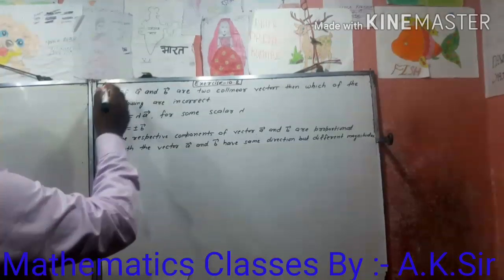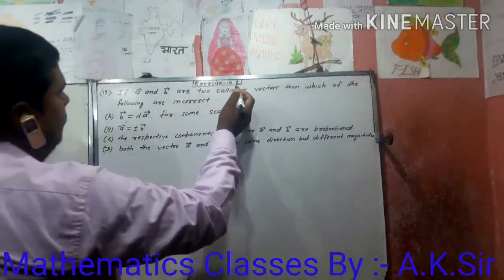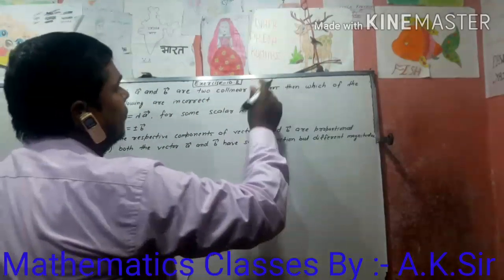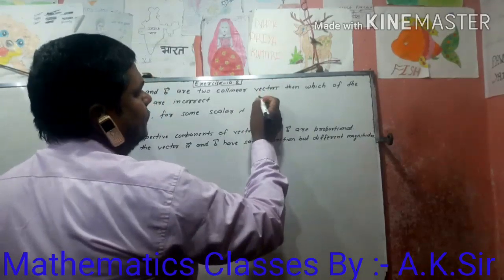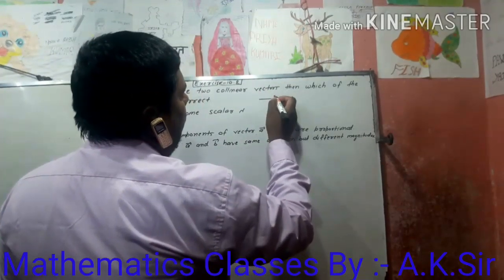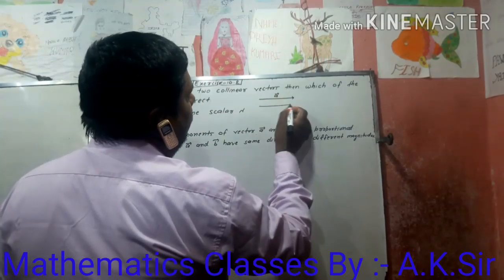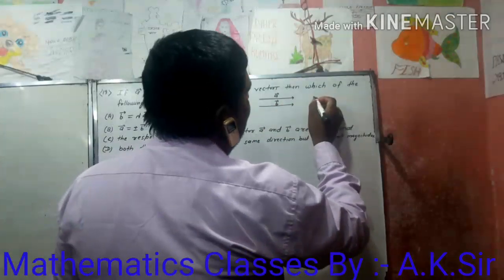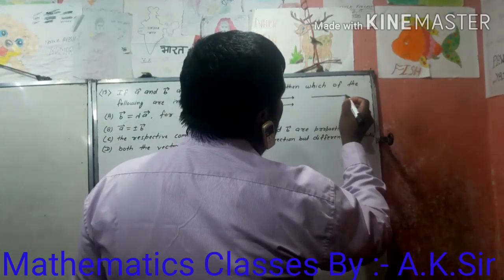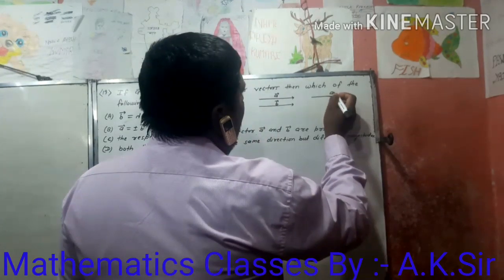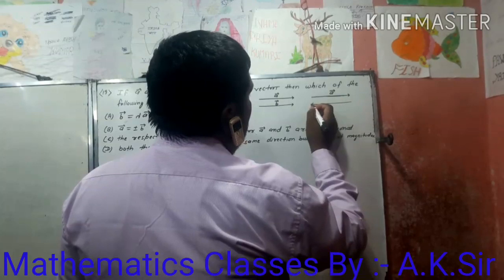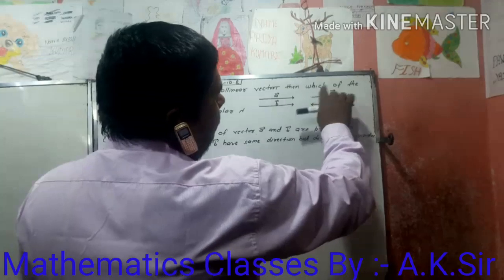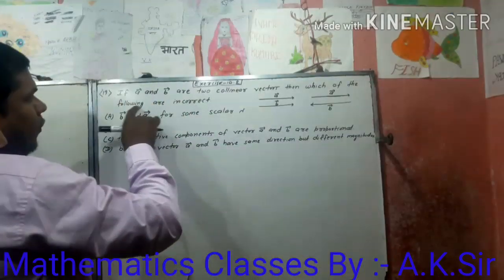Question 19, exercise 10.2. If A vector and B vector are two collinear vectors, meaning parallel to each other, also draw A vector and B vector. Then which of the following are incorrect?